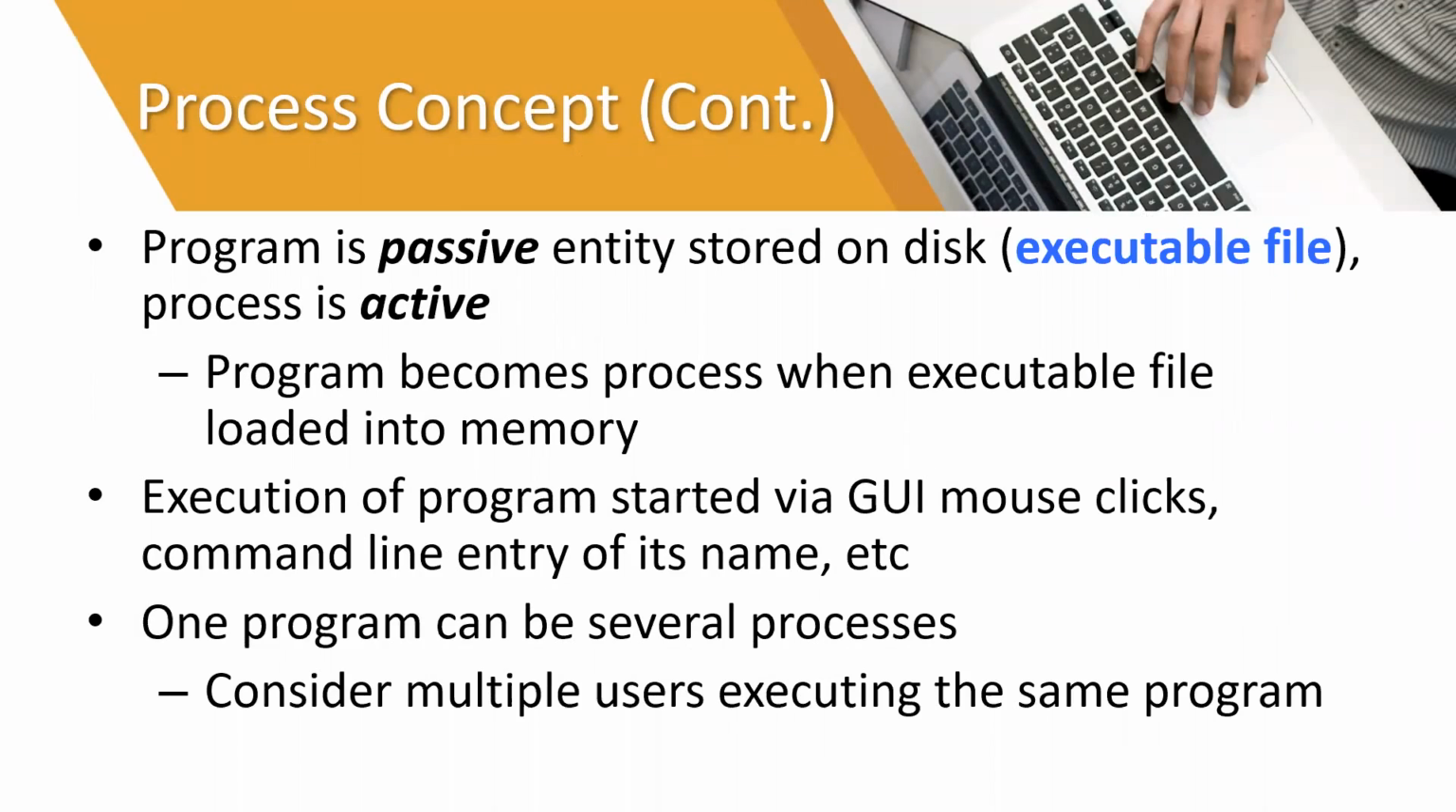Actually, a program is a passive entity stored on disk, which is an executable file. A process is active and a program is passive. A program becomes a process when the executable file is loaded into memory. Execution of a program starts via GUI mouse clicks or command line entry of its name. One program can be several processes. Consider multiple users executing the same program.